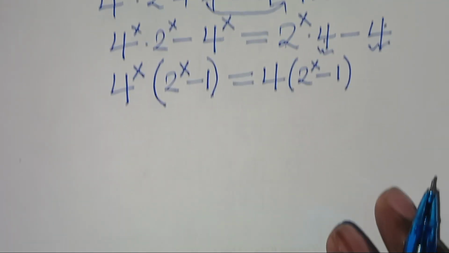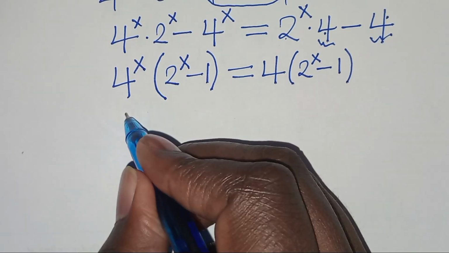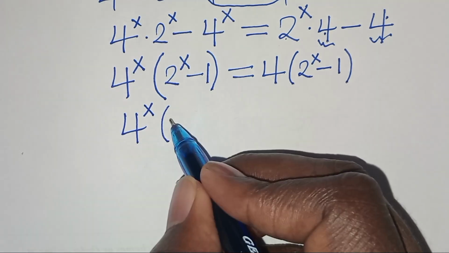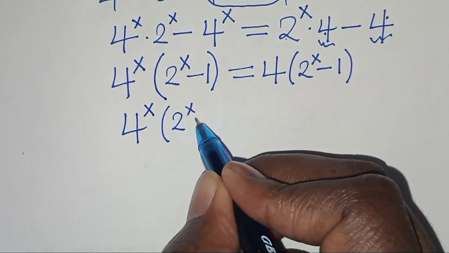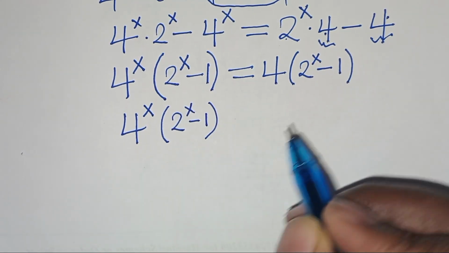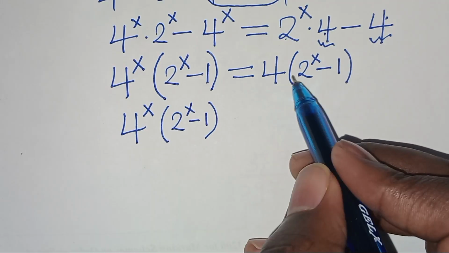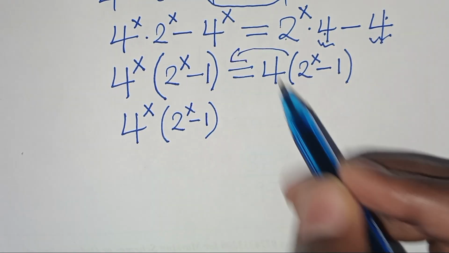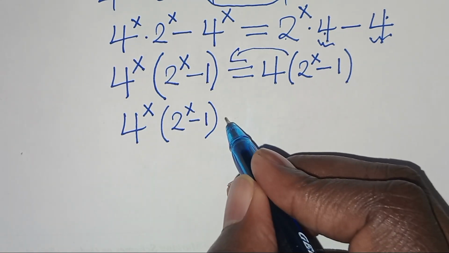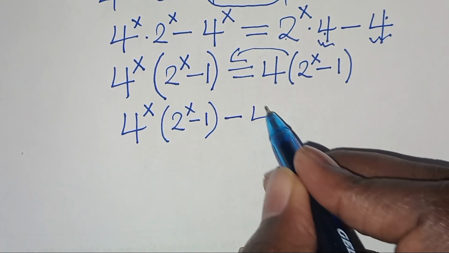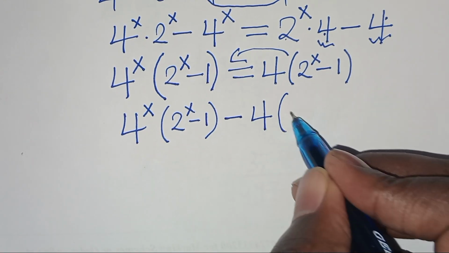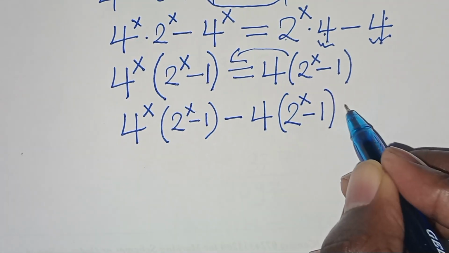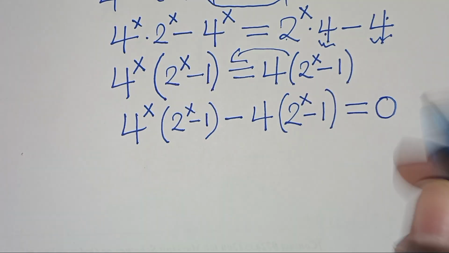The next step is that we have here 4 to the power x in the parentheses, this is 2 to the power x, subtract 1. Now let's take 4 multiplied by 2 to the power x minus 1 on the left hand side, so that here we have minus 4 multiplied by 2 to the power x minus 1. This is equal to 0.